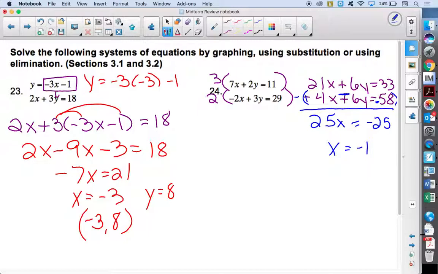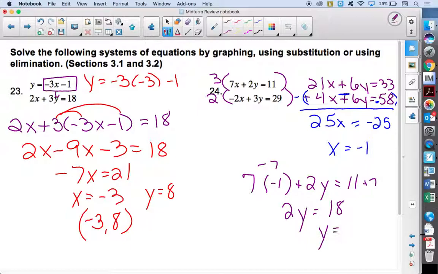So with elimination, the goal is for the x or one of the variables to cancel. So 6y minus 6y cancels. After you find x, you go back, plug it in to get y. So 7 times -1 plus 2y equals 11. So this becomes a -7, so we would add 7 to give us 18. So y would be 9.